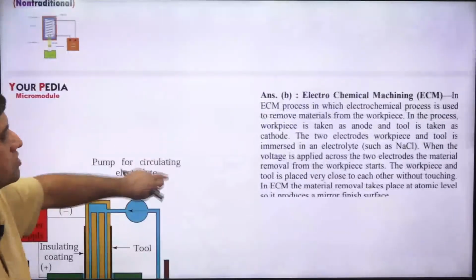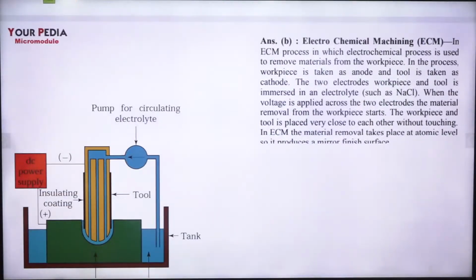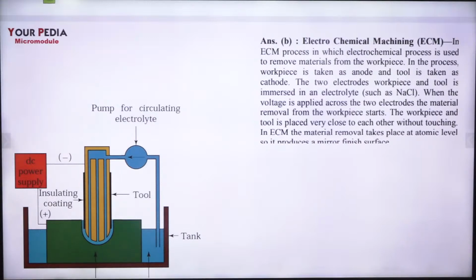Other options are wrong answers. In the electrochemical machining process, the workpiece is made anode, the tool is made cathode. The workpiece and tool are kept in the electrolyte. Sodium chloride is normally the electrolyte. When voltage is applied across the electrodes, material removal starts.